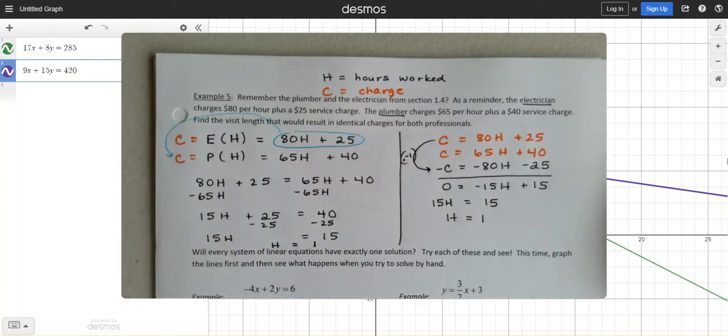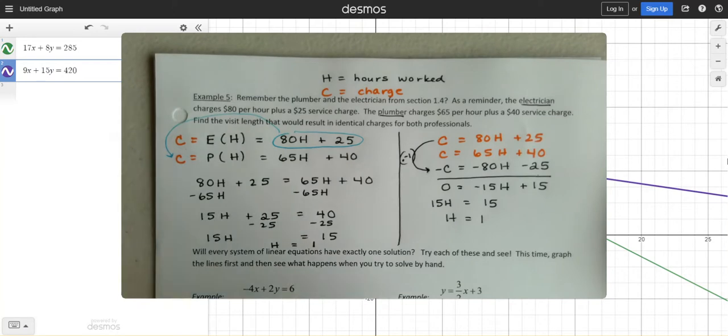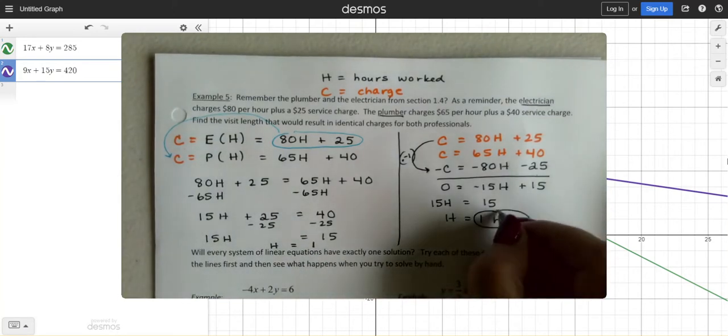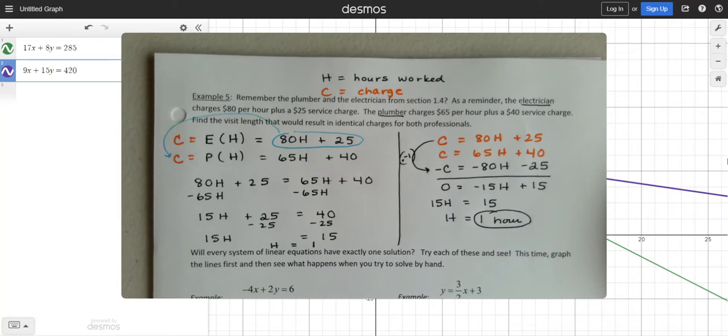So absolutely, there are many problems that are just as easy to solve with elimination as substitution, and you can pick whichever way seems most convenient to you. Either way, though, the question was, what's the visit length? 1 hour will result in the same charge for both the electrician and the plumber.